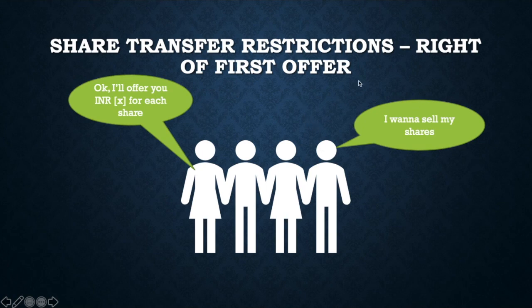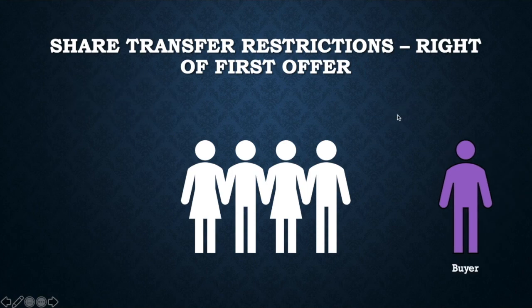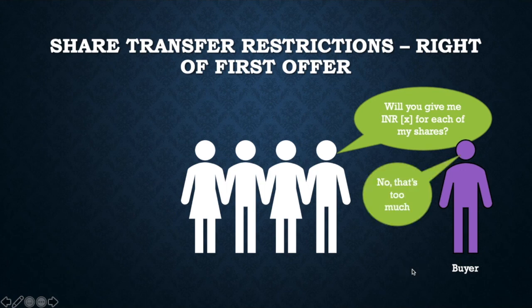So now this is a first offer that has been made to the investor by the promoter. The investor has not received or has not invited any offers from third parties yet. But now that we have our first offer, the investor will then go to a buyer and will say, will you give me X rupees for each of my shares? The buyer can say either yes or no. Let's see what happens when the buyer says no. Says no, that's too much. In which case the shares of this investor will go to the promoter, right?